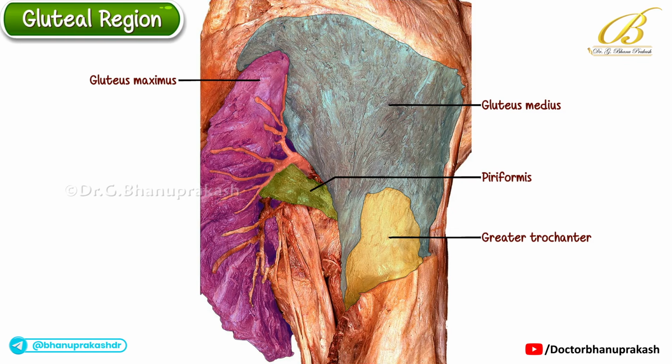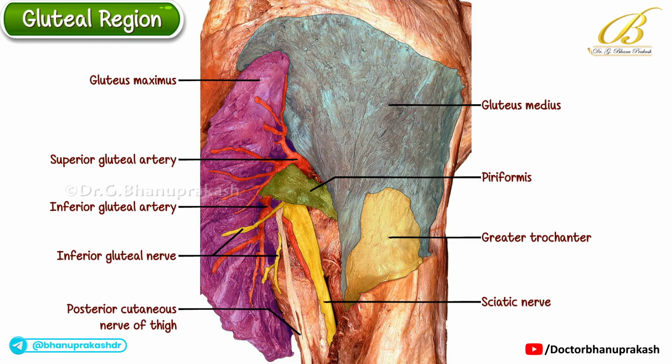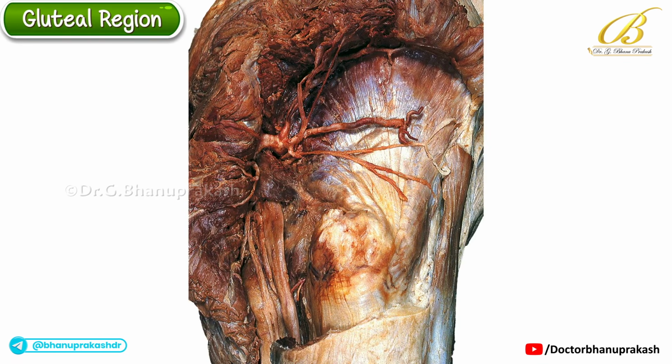The artery emerging along the upper border of the piriformis is the superior gluteal artery. Below the piriformis lies the inferior gluteal artery, accompanied by the inferior gluteal nerve. The thick nerve observed below the piriformis is the sciatic nerve. Medial to the sciatic nerve runs the posterior cutaneous nerve of the thigh. Now let us proceed with further dissection by reflecting the gluteus medius.